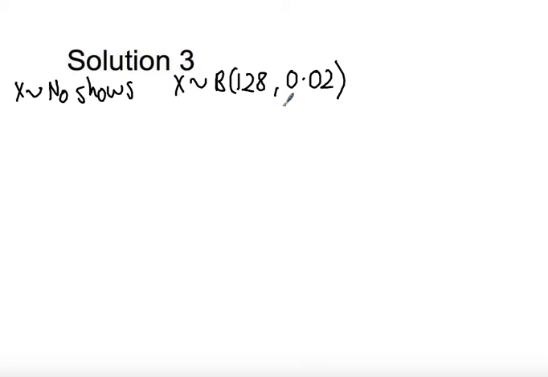Okay, so at this point, we then want to calculate the expectation of X for our Poisson approximation. So the expectation of X is n, which is 128, times p, which is 0.02. So if we quickly do that on our calculator, we get an answer of 2.56.